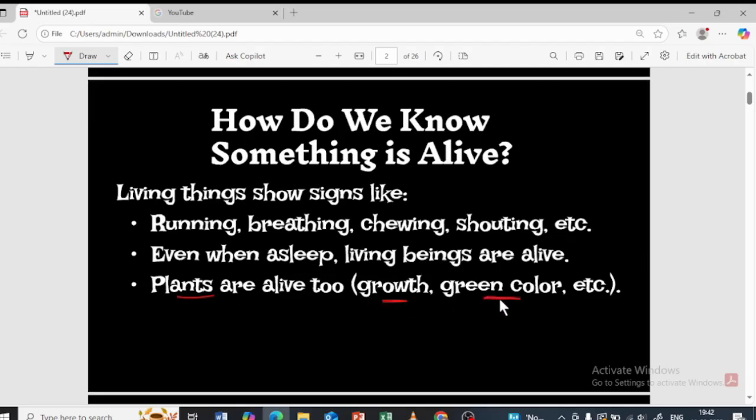What about the green color as well? There are some plants which are not green in color, yet they are alive. We will be learning about that further, but mainly some sort of movement is also taking place in the plants as well, and the plants are alive too.